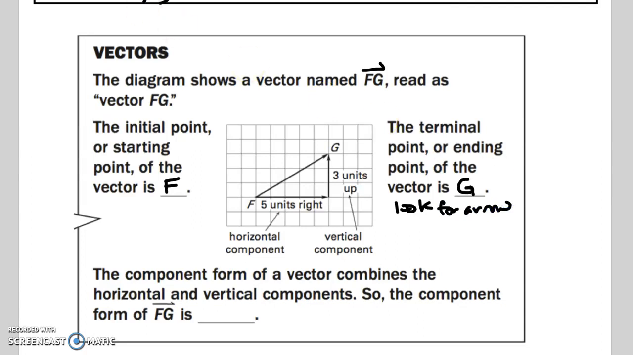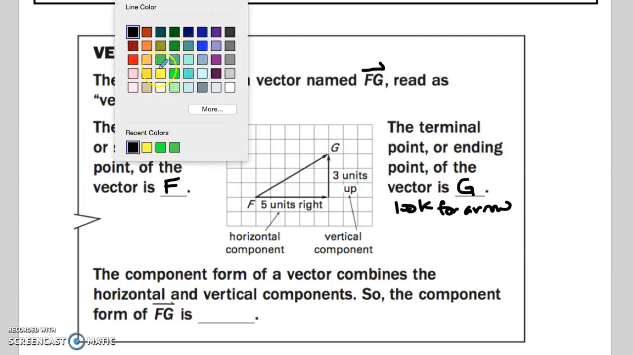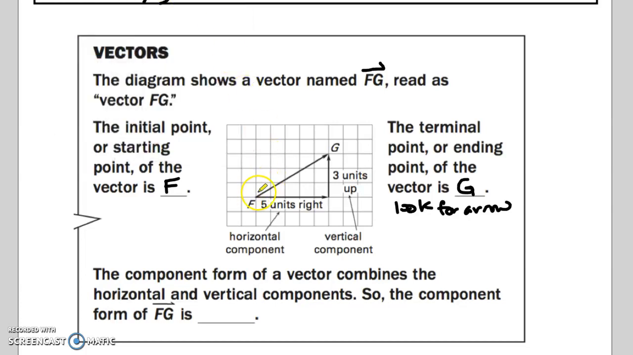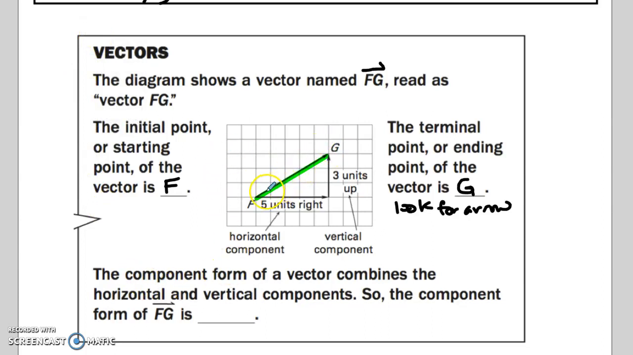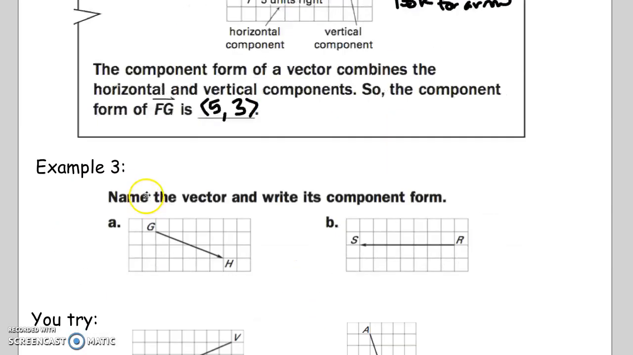Okay. All right. So I'm going to go ahead and highlight who we're focusing on because there's so many different lines in here. But the vector we're talking about is this one right here, FG. Okay. So in order to write the component form of this, we're just going to write it in our brackets, and we notice right now that for F we went 5 units to the right, so that's our horizontal component, so we're going to go 5 comma, and then the vertical component is that it ended at G, which is 3 units up, so 5 comma 3 would be our vector or component form. So it's really easy to name a vector. You just have to look for who's the initial point, where's the terminal point.